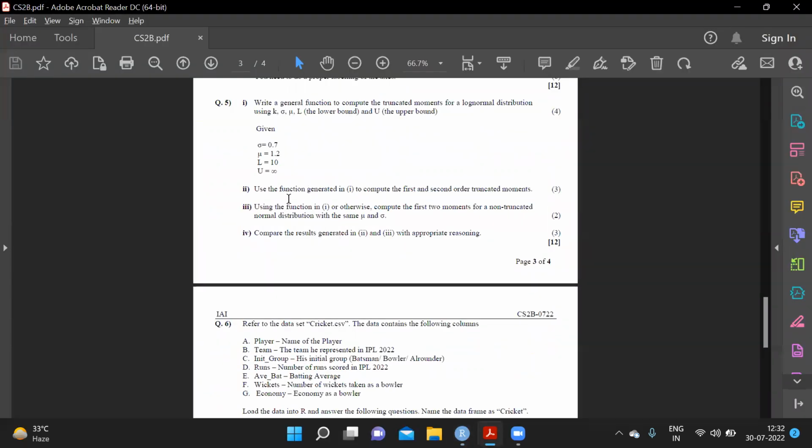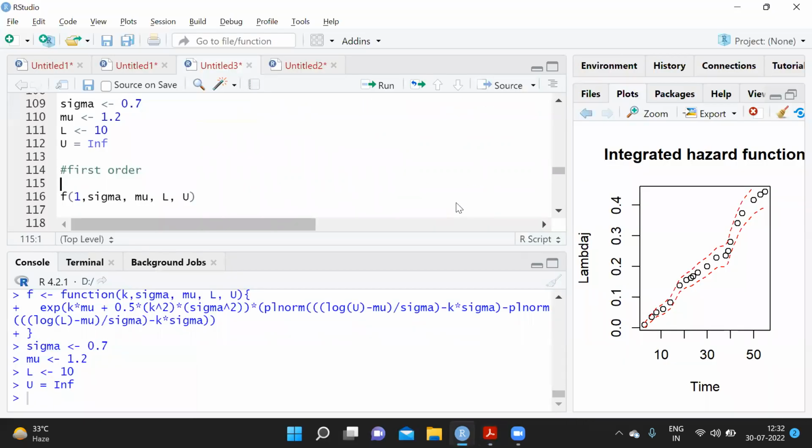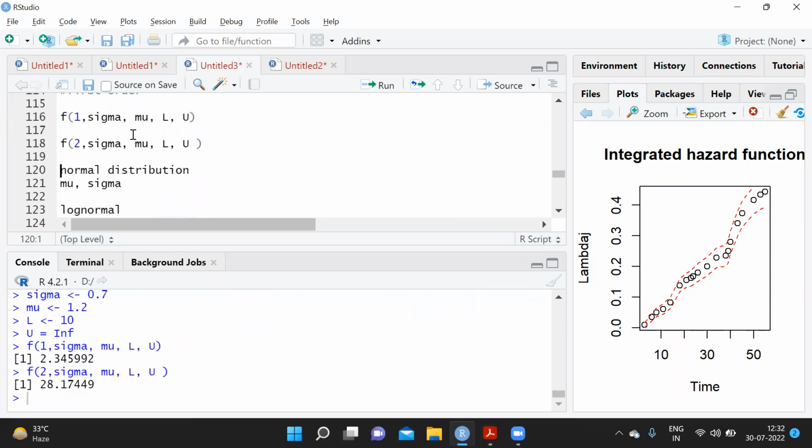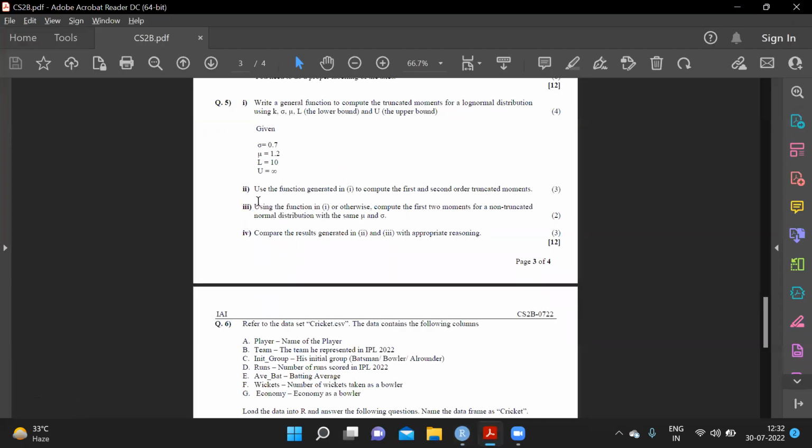Then we have been told to use the function generated in part 1 to compute the first and second order truncated moments, meaning k equals 1 and k equals 2. In the order we input the variables, we just put the values of k1 and k2, and we got 2.34 and 28.17.